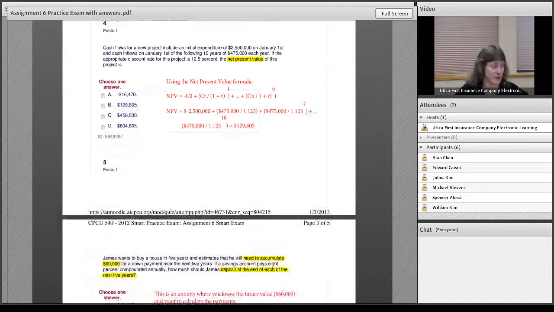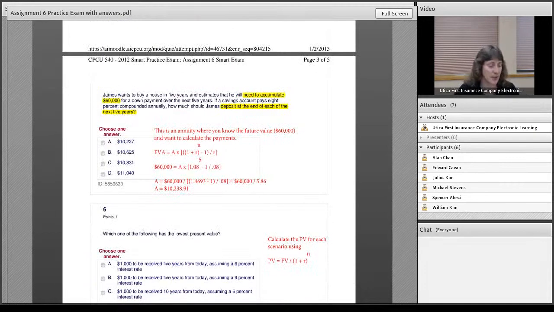Okay, question 5. James wants to buy a house in 5 years, and he estimates that he will need to accumulate $60,000 for a down payment over the next 5 years. If a savings account pays 8% compounded interest annually, how much should he deposit at the end of each of the next 5 years? Okay, this is an annuity because he wants to put a certain amount aside every year, and you're trying to solve for what that amount is.